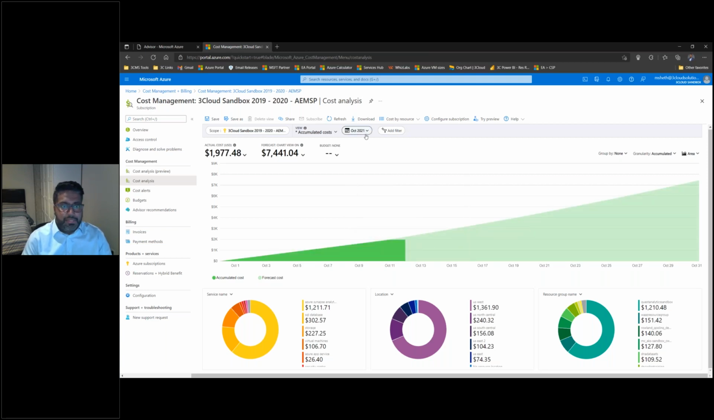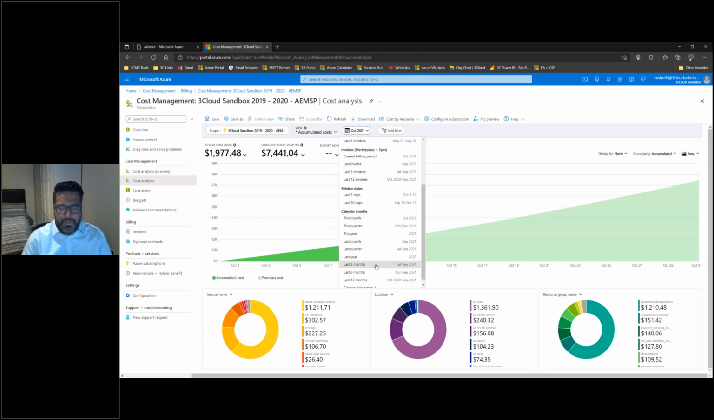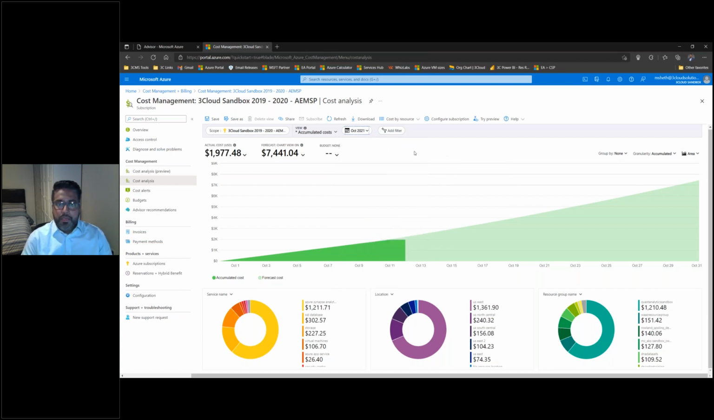So the first thing I would say is a date range, right? You have all these different options to say, I want to look at it by billing period or other date ranges, right? So, this month to date, this quarter, last 3 months, and things like that. There are a lot of filter options as well.